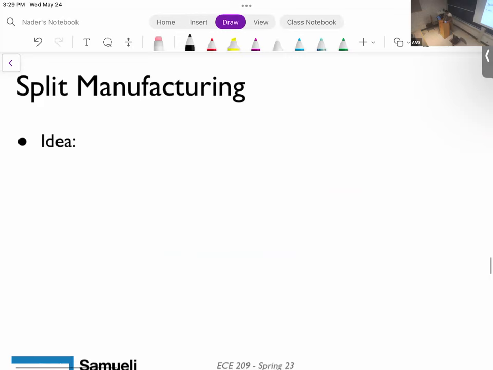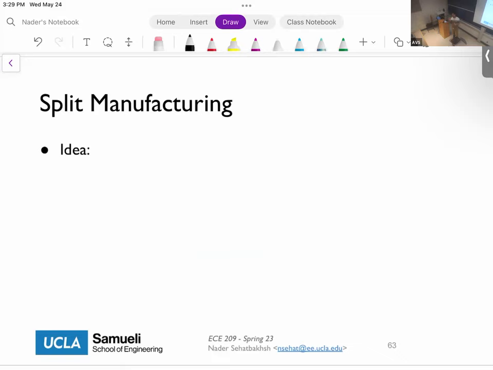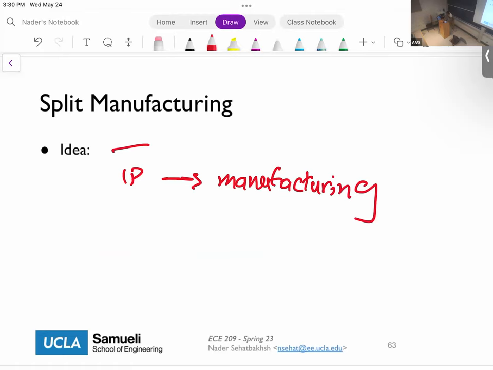The other idea is what we call split manufacturing. This is also something that you're going to have a paper on next week. But the idea is this: I'm going to design my IP. I'm going to send it to the manufacturer, right? And since the manufacturer has complete control over the IP, they can pick, for example, this part and change this part, okay?